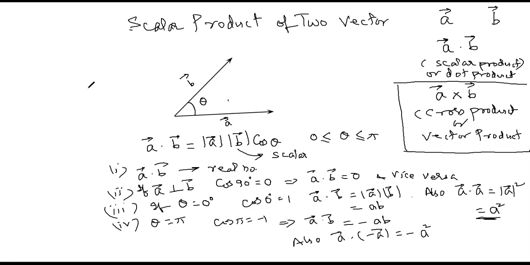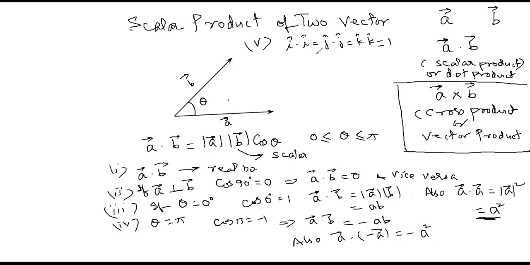Then more properties. If i, j, k, for mutually perpendicular unit vectors, we have seen i, j, k. So if you multiply i dot i, or j dot j, or k dot k, which condition will be followed here? Only their magnitude, because cos 0 degree will be equal to 1. So their answer will be 1, because these are unit vectors, and their magnitudes are 1. Remember, i dot i, j dot j, k dot k will be equal to 1.